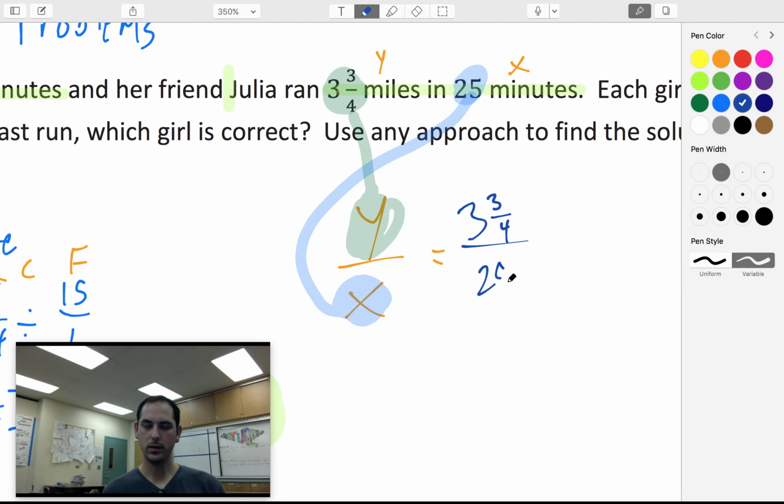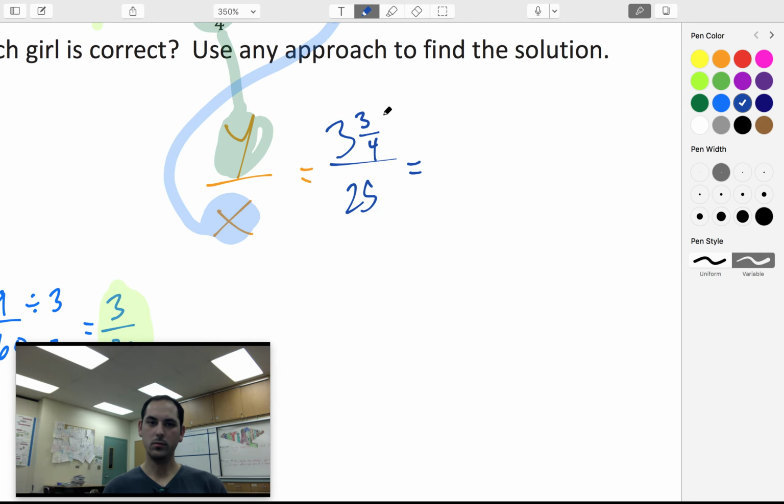All over 25. Multiply and add. 4 times 3 is 12. 12 plus 3 is 15. 15 over 4. And divide by 25.